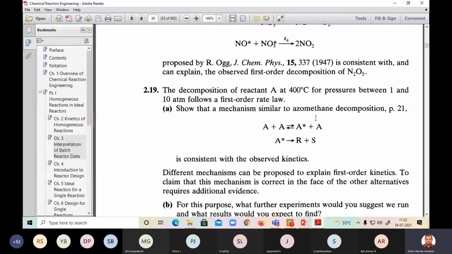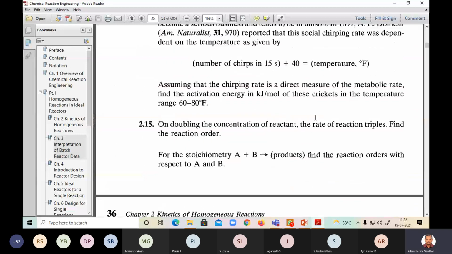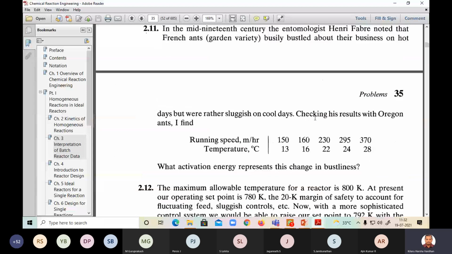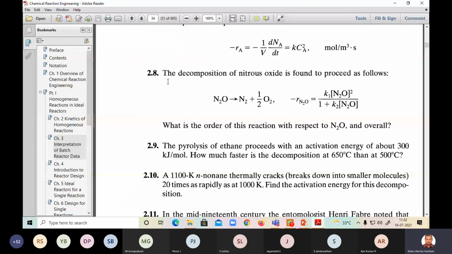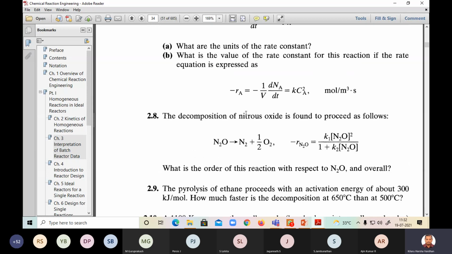I think before, they gave one more problem, H2O. Yeah, you can try this. This is also a very good one. The decomposition of nitrous oxide is found to proceed as follows: N2O gives N2 plus half O2. The decomposition rate is K1 N2O squared divided by 1 plus K2 N2O. So he's asking what is the order of this reaction with respect to N2O, and what is the overall order. So he is giving you the rate, which means you have to find out the mechanism, right?